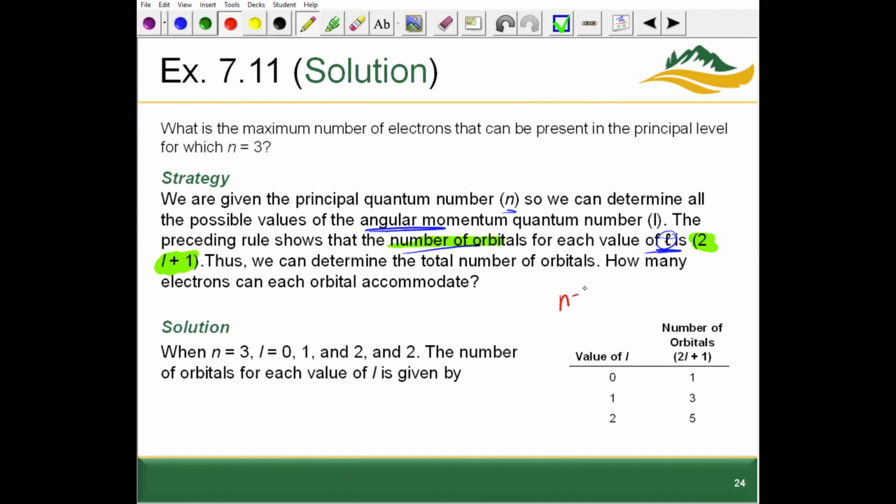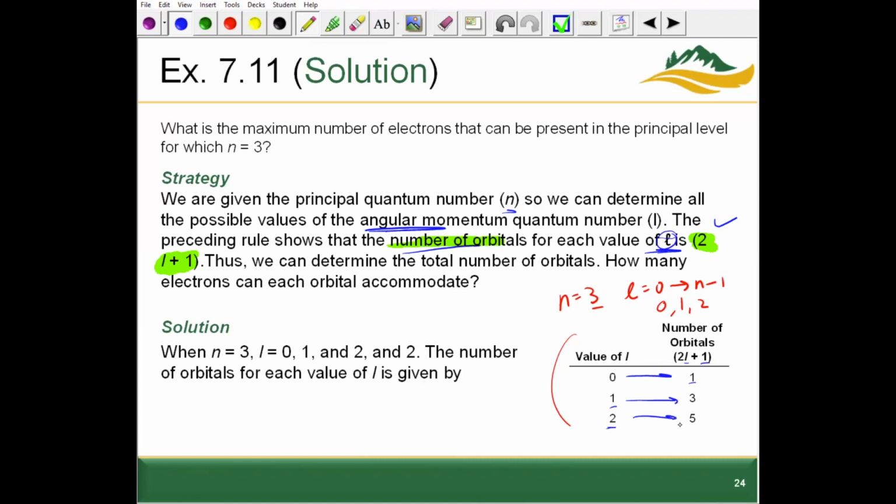So for n equal to 3, L can be 0 up through n minus 1. That means this can be 0, 1, or 2. 3 minus 1 is 2. These are our possible values for L. Then let's use this equation now, given our values for L that we just determined. For each value of L, the number of possible orbitals is 2L plus 1. 2 times 0 plus 1 is 1. 2 times 1 is 2, plus 1 is 3. 2 times 2 is 4, plus 1 is 5.